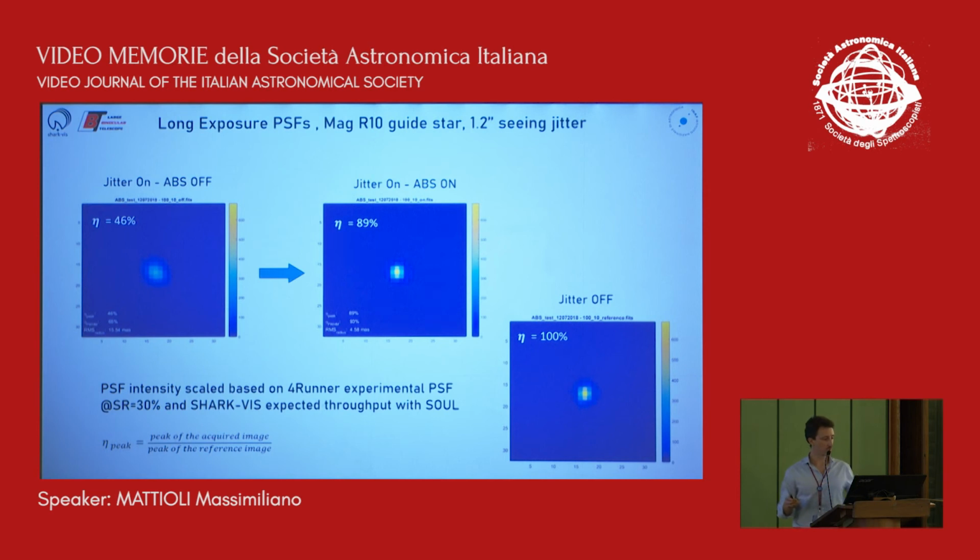As you can see, we try to estimate the goodness of the algorithm, giving this ratio as an estimation of the goodness itself. So we had 46% while the jitter is on, but the system is off with no control at all. And the efficiency is 89% with the jitter on and ABS on, and with jitter off, as the comparison, the reference acquisition image is 100%.